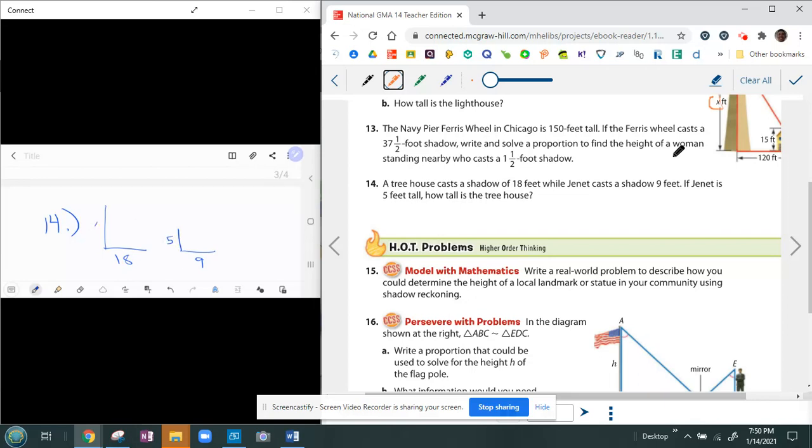Well, that one might be one that you don't have to do much math because you can see that it's just double. If you need the proportion, it'd be x over 5 equals 18 over 9. And then when you solve it, the treehouse is 10 feet tall.